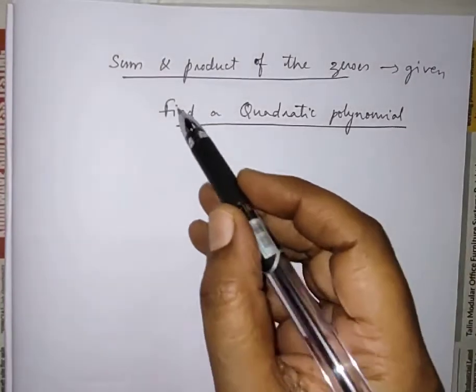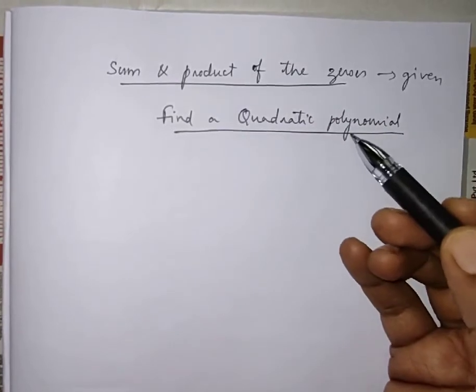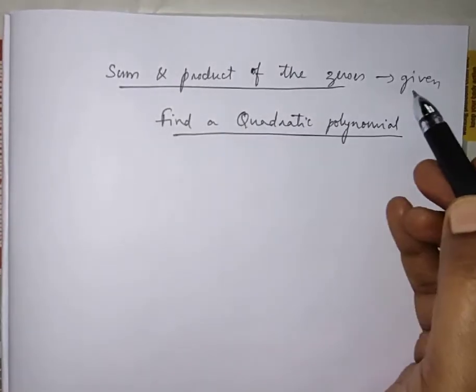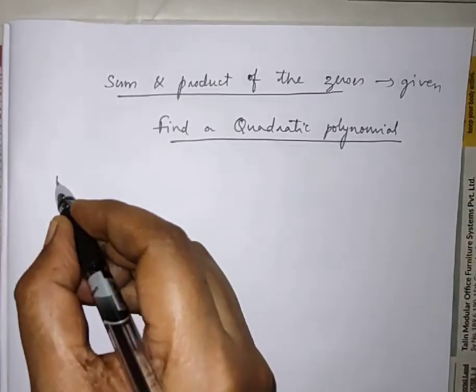How to find a quadratic polynomial? Suppose the sum and product of the zeros were given in the question. Let's see that. Let's take down the question.